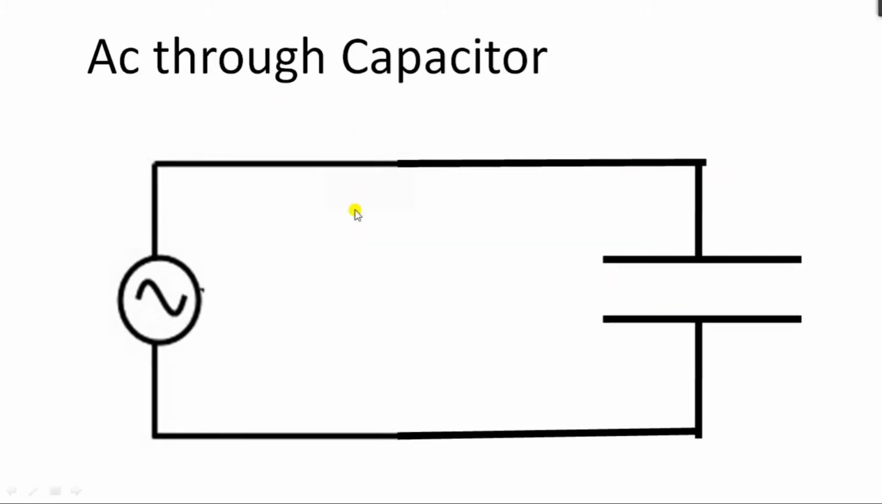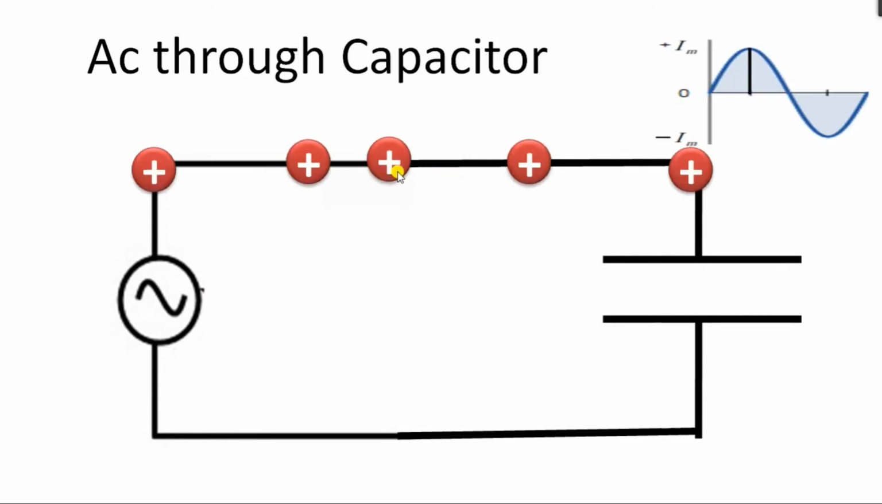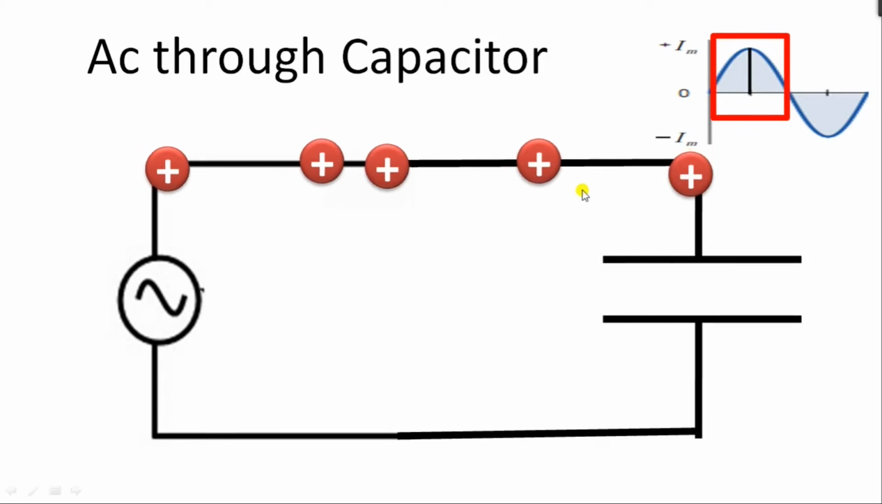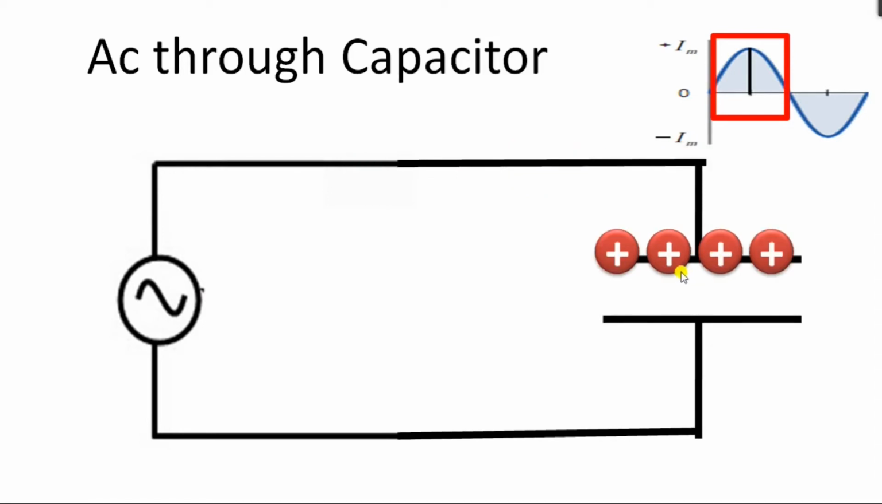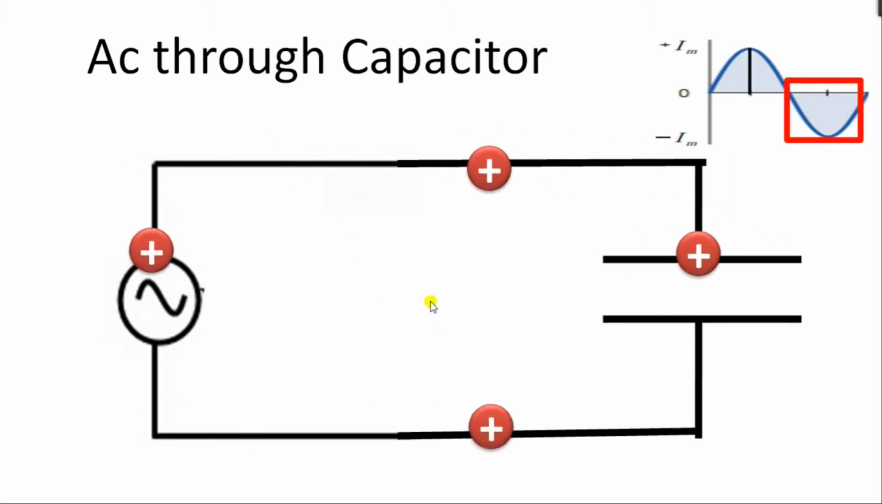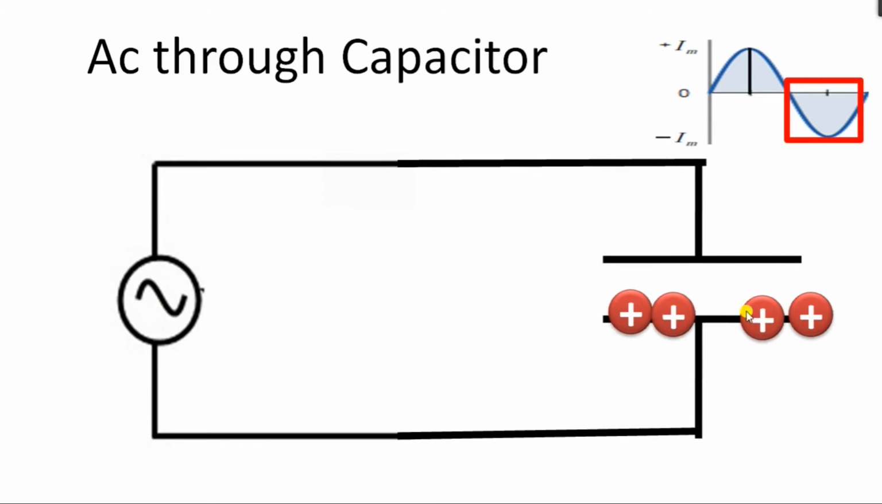Now let us see what happens to the AC current. We know in AC current charges do not flow from one point to another. All the charges keep on vibrating from their mean position. Suppose this is a circuit, and when we switch on, during the positive half cycle, the positive charges flow towards the plate and the plate becomes fully charged, and negative charge comes to the opposite plate. During the negative half cycle, the positive charge flows in the opposite direction and goes to the other plate, and the other plate becomes positively charged and this plate becomes negatively charged.